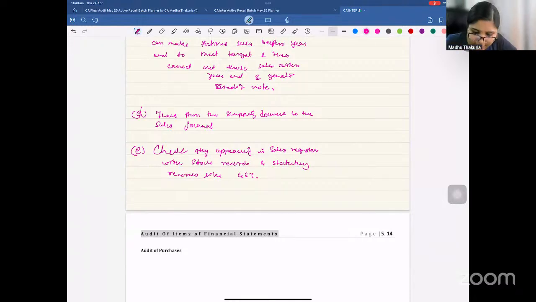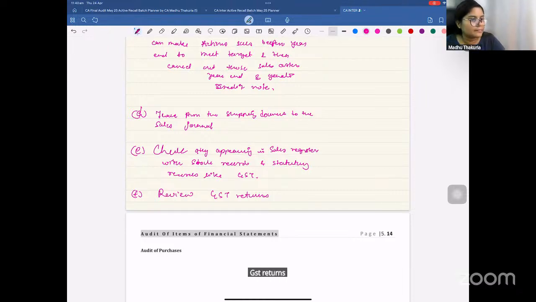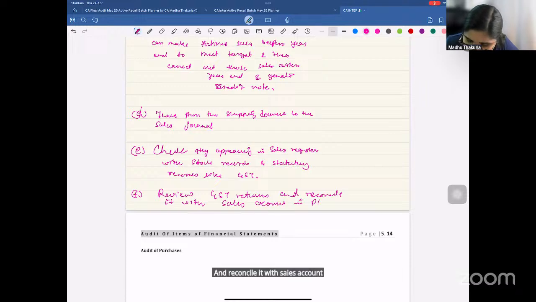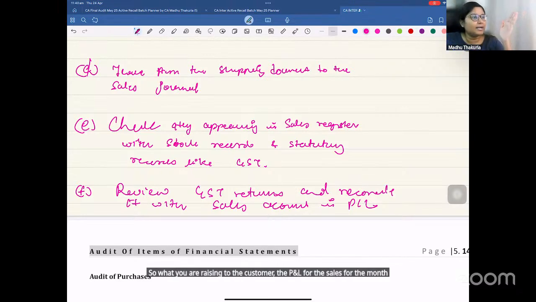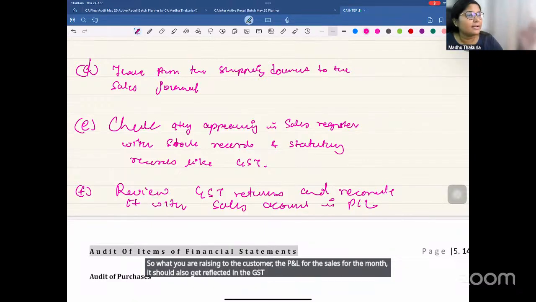And in the end, review GST returns and reconcile them with the sales account in P&L. So what you are raising to the customer, the P&L sales for the month, should also get reflected in the GST returns. If there is a reconciliation item, then you see why there is a change in the month.